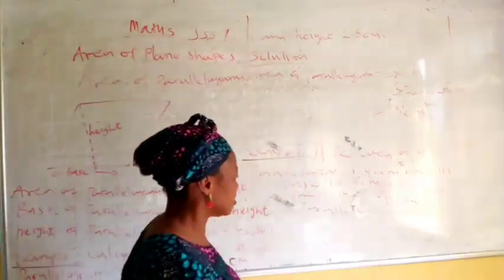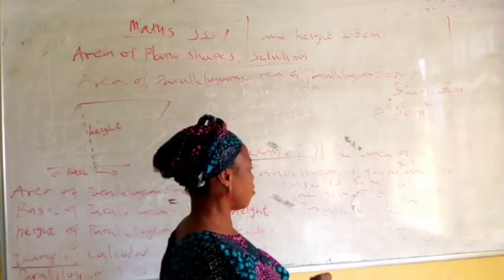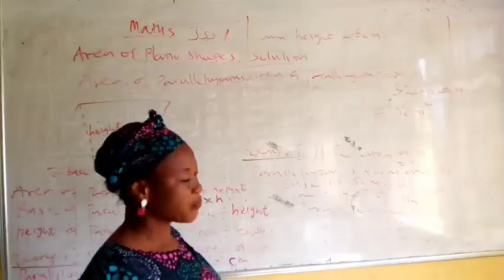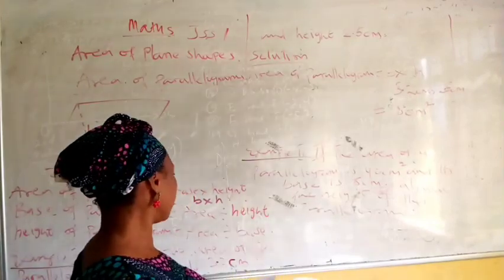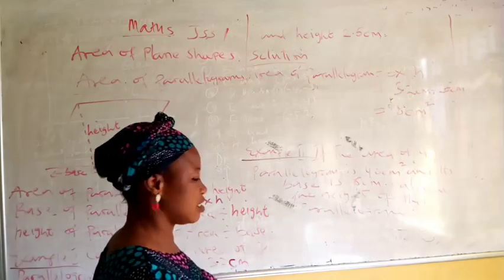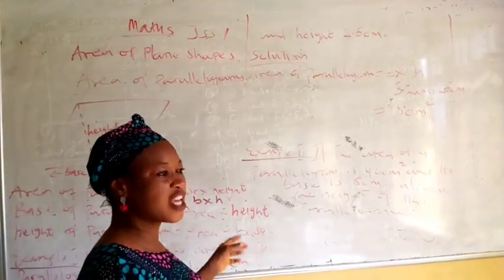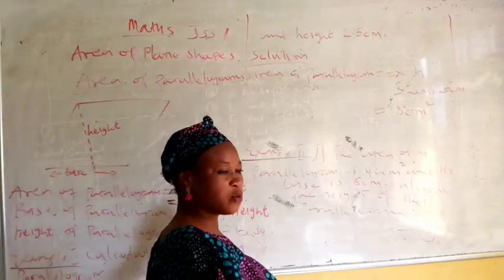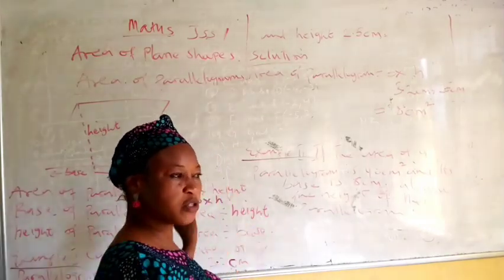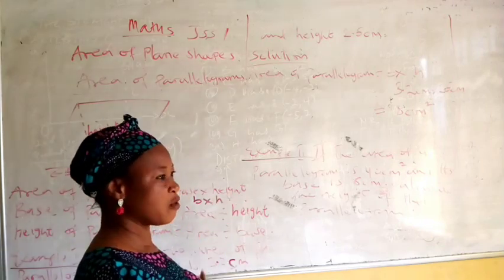And the second example also, the question says if the area of parallelogram is 40 centimeter square and its base is 8 centimeter, calculate the height of the parallelogram. You will see that the second example is quite different from the first example. In the first example, we are given the base and we are given the height. We are asked to find the area. We just multiply base by height, centimeter square, for the area.